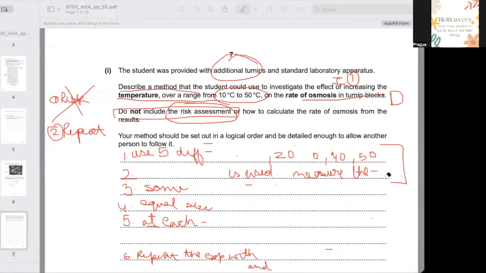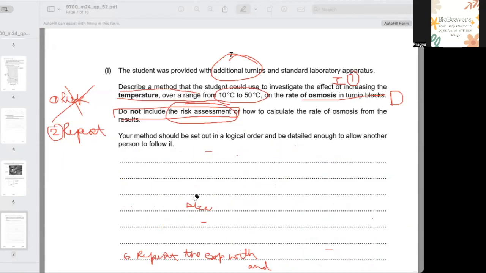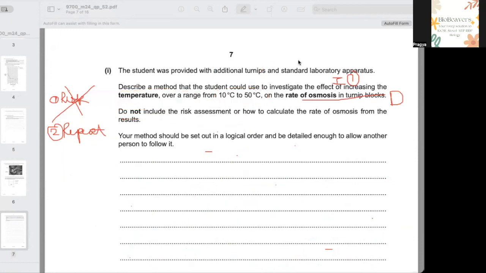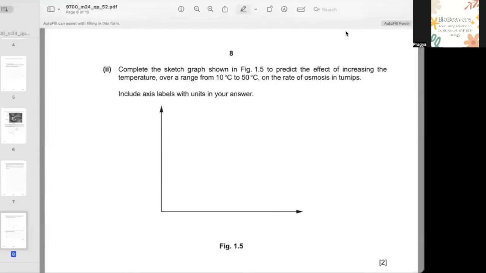Please, everyone, if you look at the thresholds from every year, paper 5 is a highly scoring paper. If you're able to plan it out well and practice as much as you can, it'll be easy for you to attempt this. So let's start with the next question.